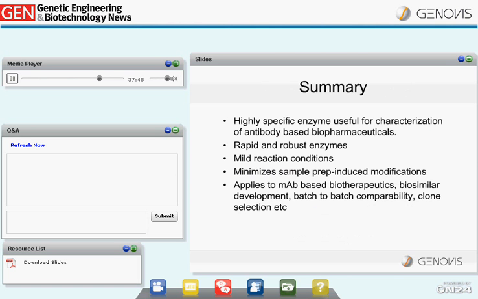So in summary, I've described two highly IgG-specific enzymes from Streptococcus pyogenes and how they can be applied in characterization of antibody-based biopharmaceuticals. Both enzymes are robust and rapid, requiring little optimization and little hands-on time. The very mild conditions and short reaction time also minimize sample prep-induced modifications. And finally, the enzymes can be applied to various monoclonal antibody-based products at different stages in development, production, and quality assurance.